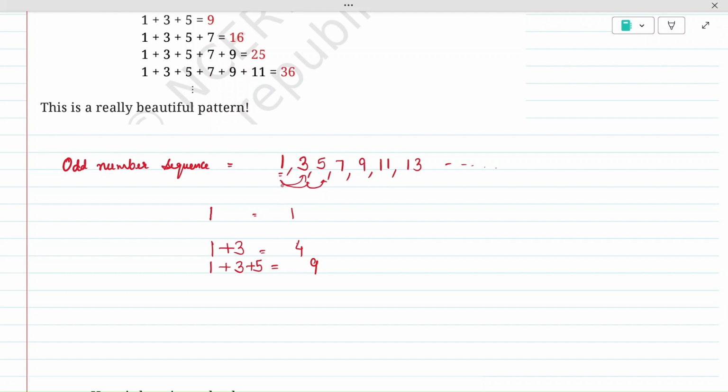And to get the next number, we will have to add 1 plus 3 plus 5 plus 7 till this number. So we will get 1 plus 3 plus 5 plus 7, which is equivalent to 16. Next we have 1 plus 3 plus 5 plus 7 plus 9, and this equals 25.